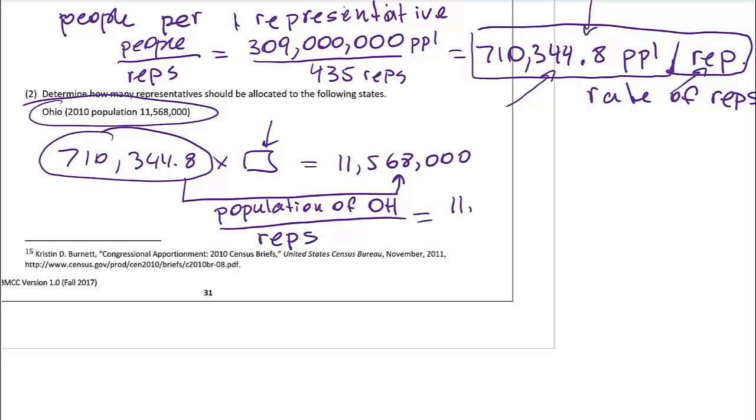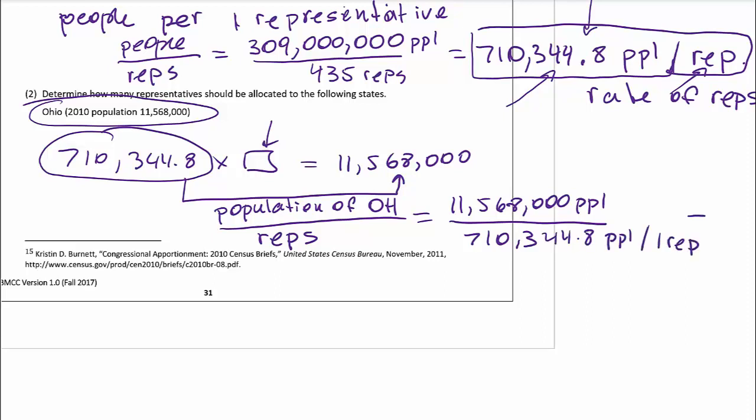So that would be 11,568,000 people divided by 710,344.8 people per one representative, and our answer would be how many representatives we get. All right, I'm going to take my calculator and divide 11,568,000 by 710,344.8, and I'm going to get an answer of 16.29.